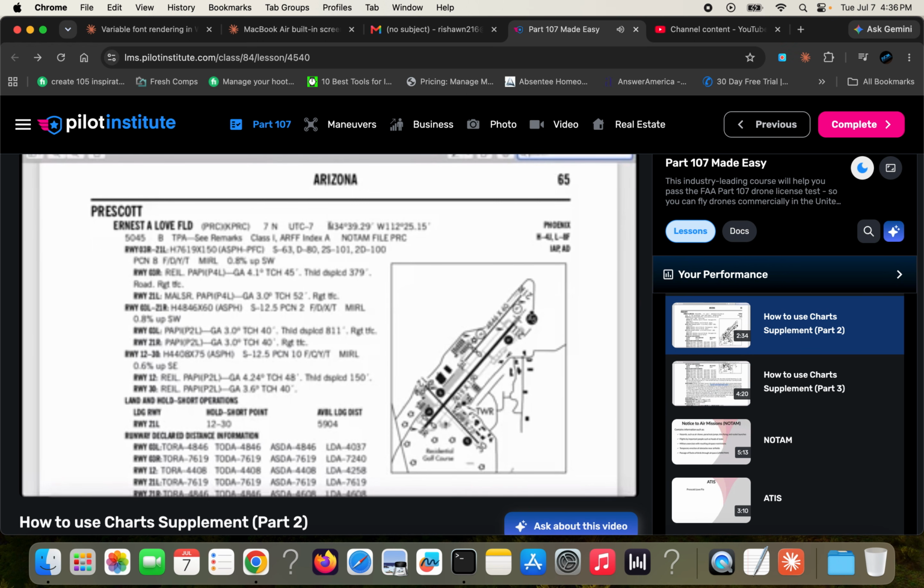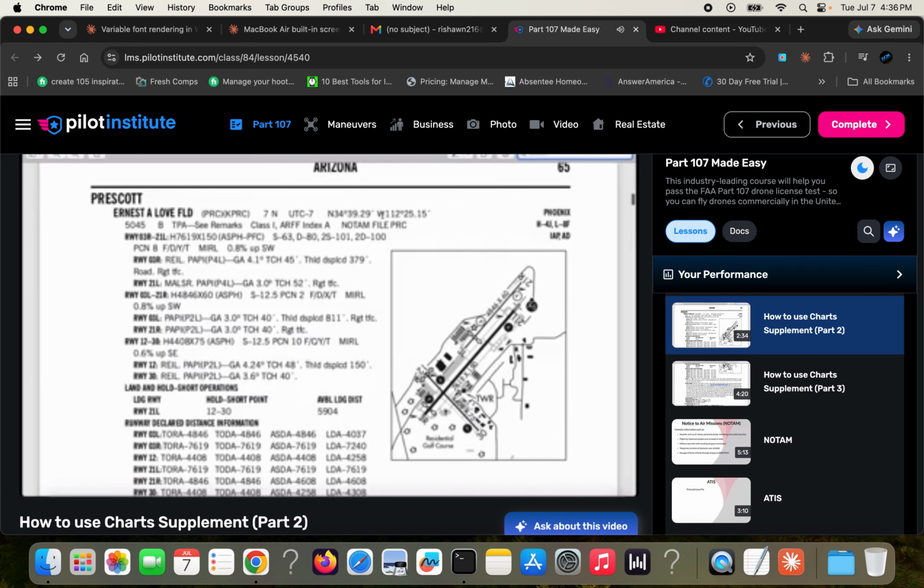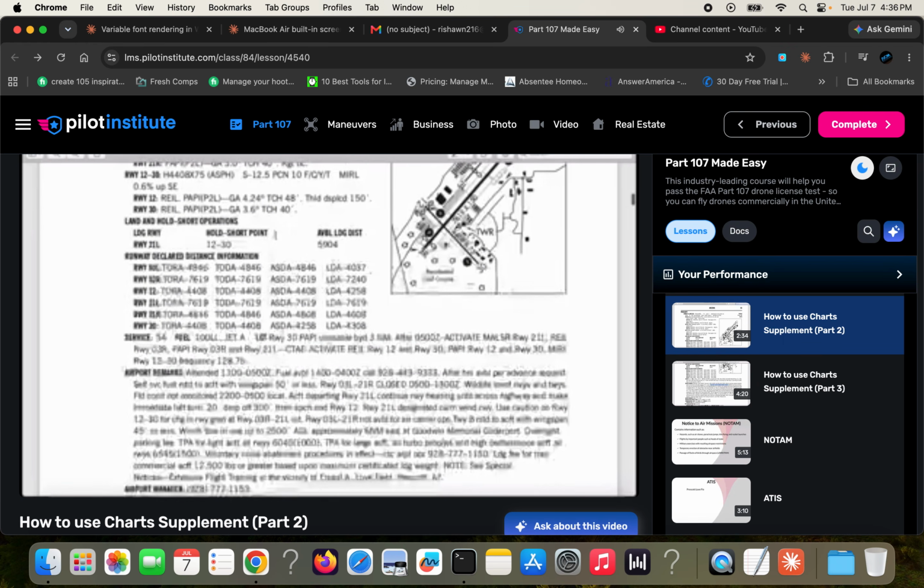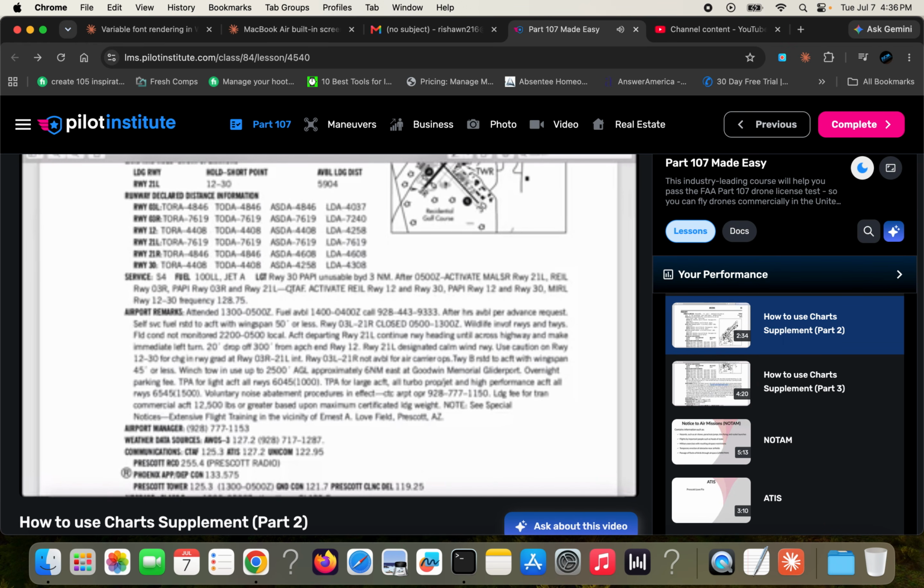The coordinates for the airport, the center of the airport is right here, and 34 degrees north, 39.29 minutes, West, 112 degrees west, 29.15 minutes. The airport is located at 5,045 feet elevation. It has a beacon. The traffic pattern altitude is mentioned in the remarks. So if we go to the remarks right here, we're going to see information about the traffic pattern.